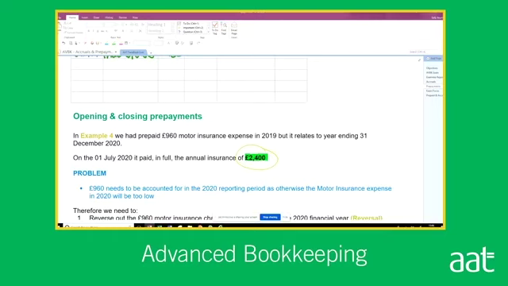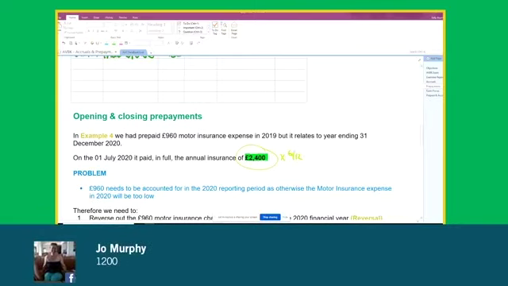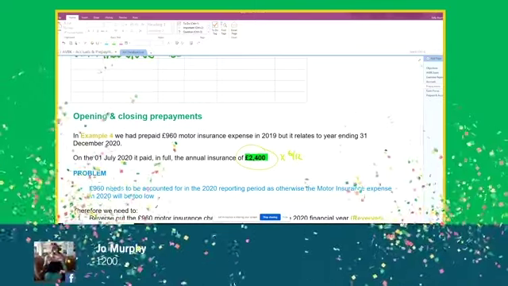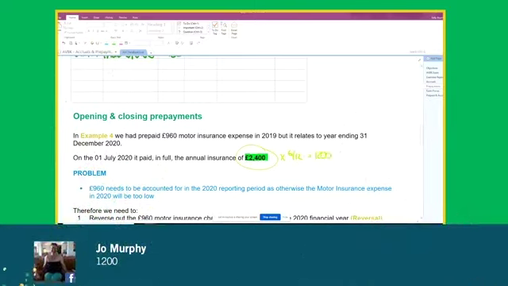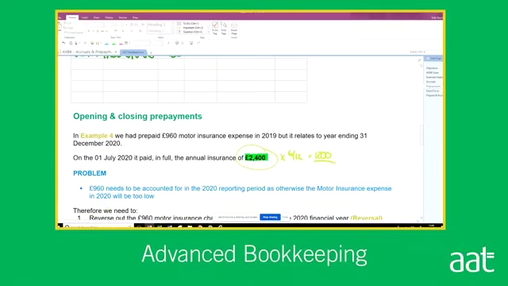Okay, so the answer we're getting from pretty much everyone is 1,200. Yeah, absolutely spot on. So of that 2,400, it's 12 months. I just need 6/12 of it, so that does come back at 1,200. So well done, everybody. So all I'm going to do is take that 2,400 times by 6/12, so divide by 12 times by 6. That will come back at 1,200. So 1,200 relates to this year. 1,200 relates to next year.